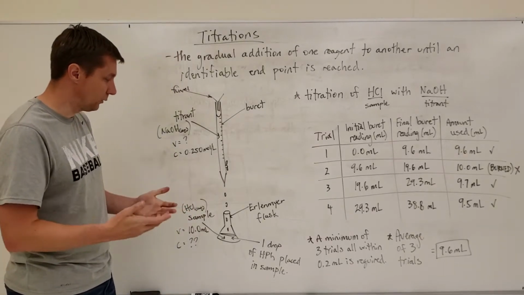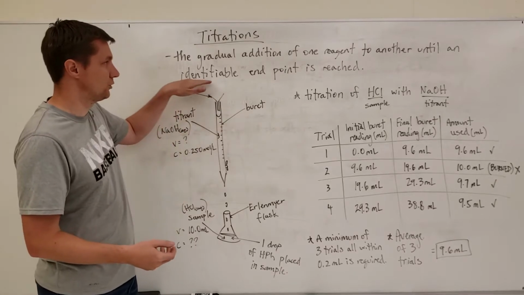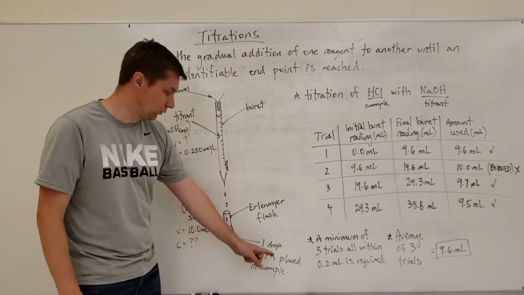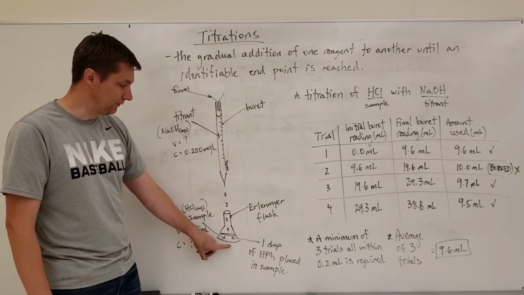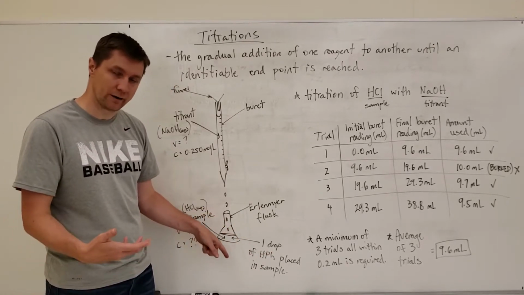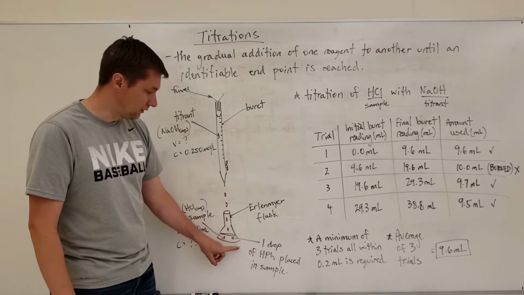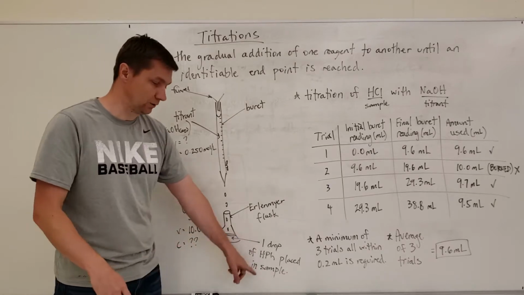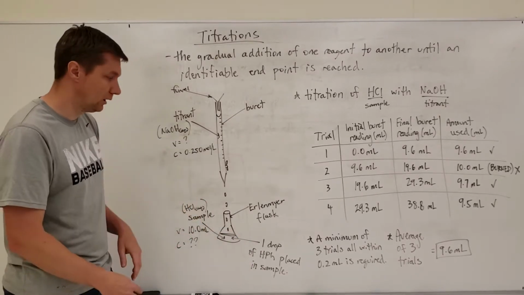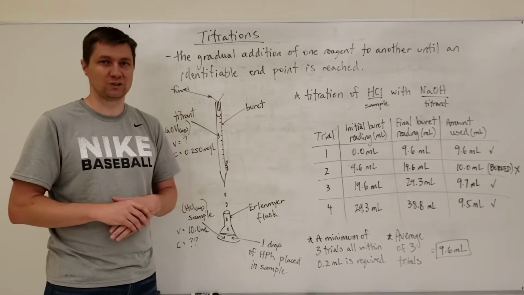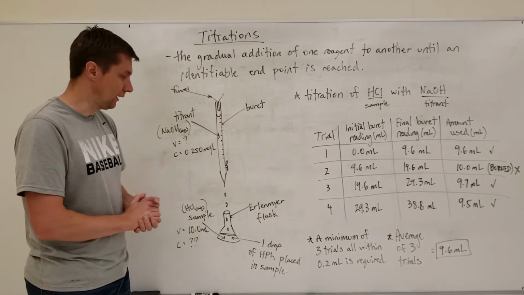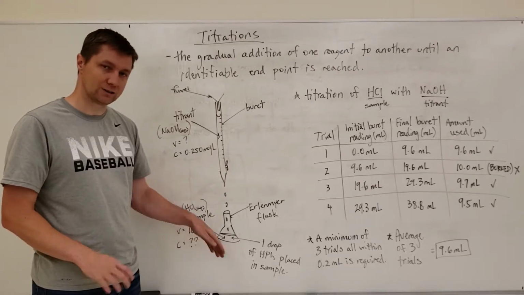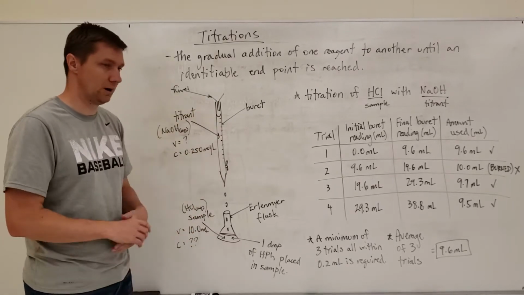And finally, in order for us to know that we've reached an identifiable endpoint in this acid-base reaction, we add 1 drop of phenolphthalein into this beaker so that we can see when the reaction is finished. The phenolphthalein will change colors for us. Specifically, we're looking for a persistent pink to find out when the hydrochloric acid has been completely neutralized by the sodium hydroxide.